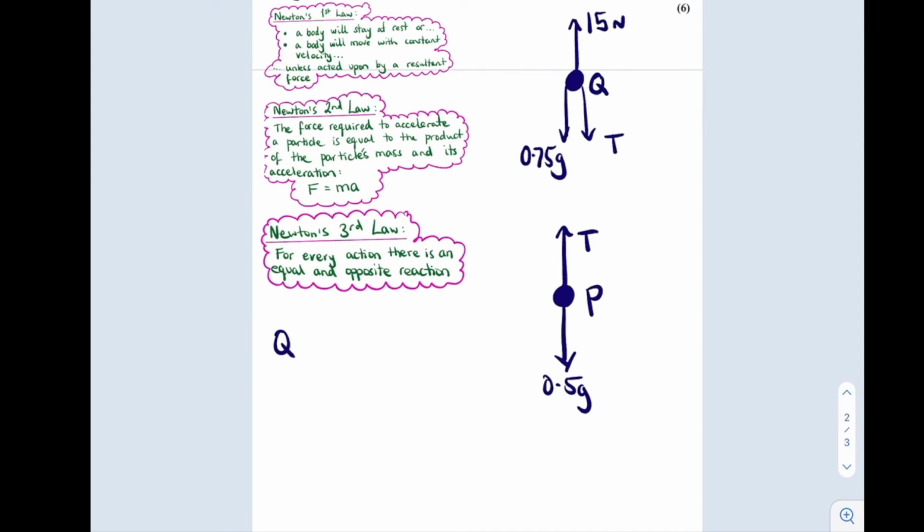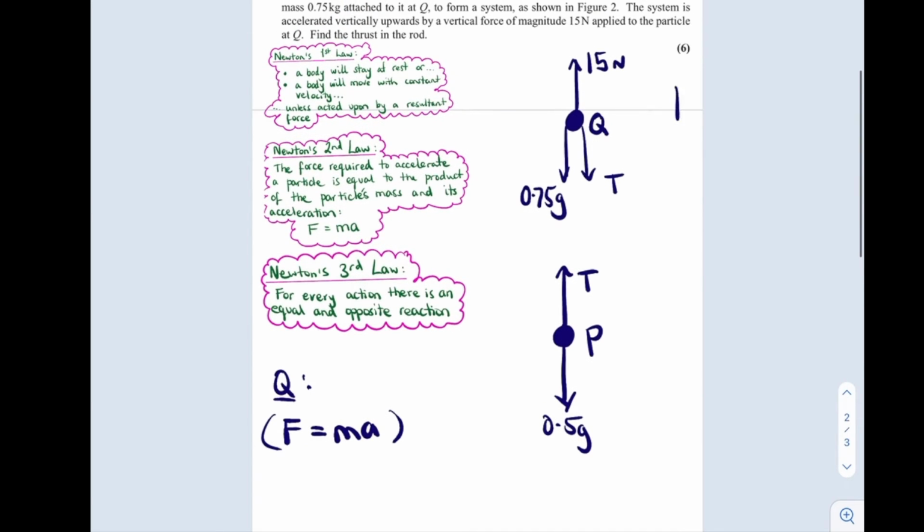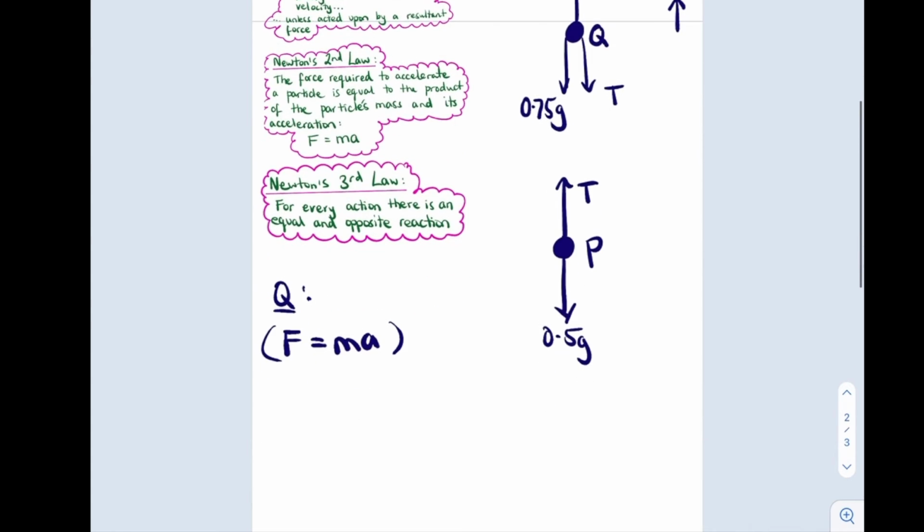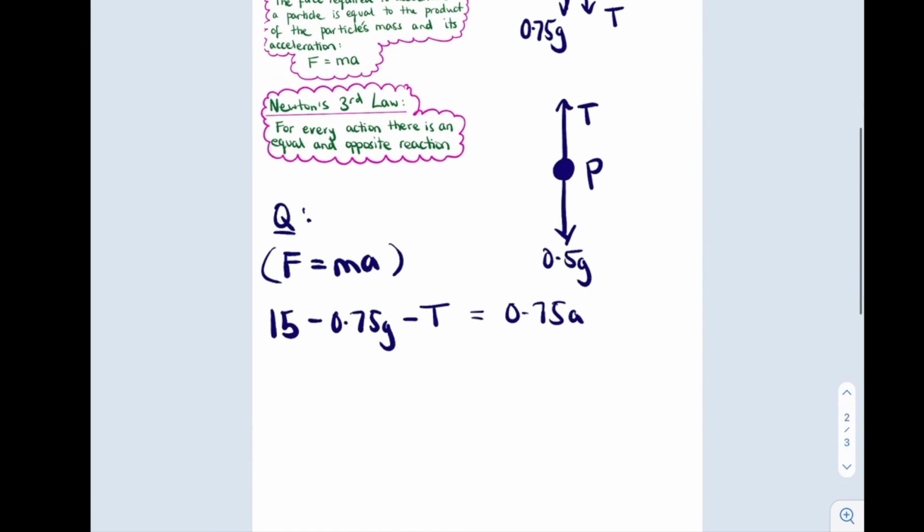So for Q, resultant force equals ma becomes, so let's do the positive direction being this way, which we're told in the question. So 15 take away 0.75 g take away T equals mass, which is 0.75, times its acceleration, which we don't actually know at this moment in time. So your positive force and your two negative ones being equal to the mass times the acceleration.